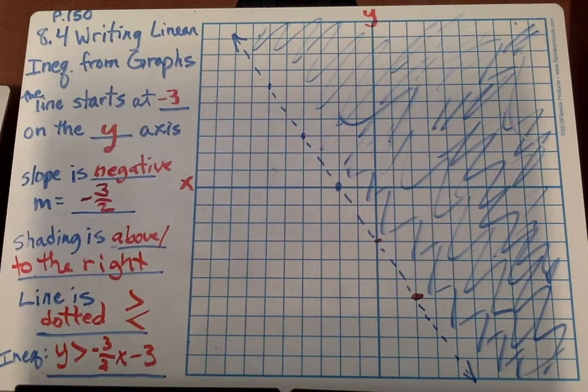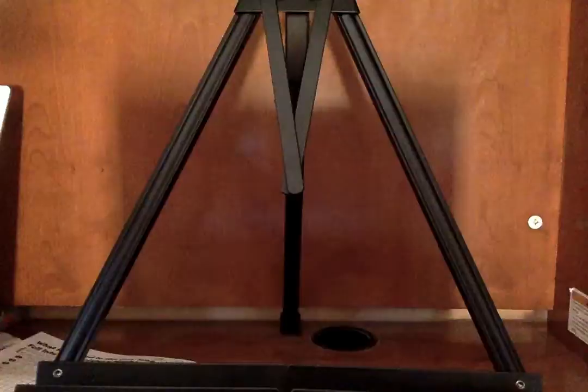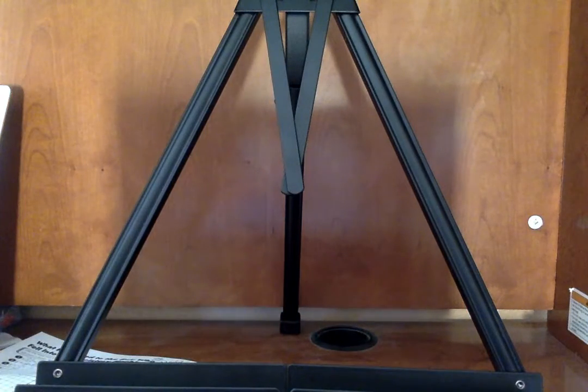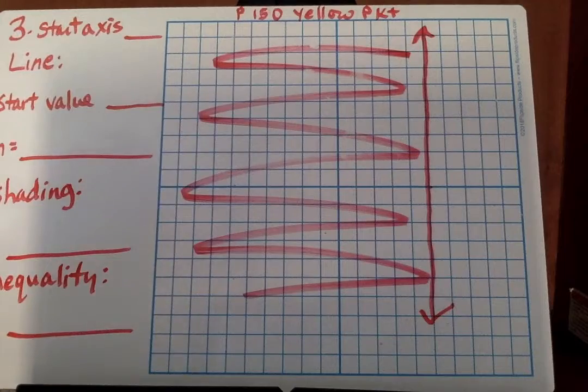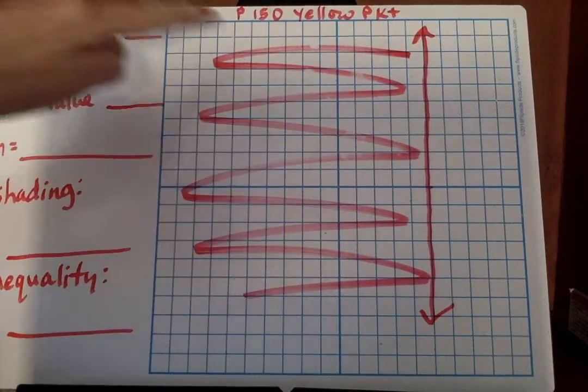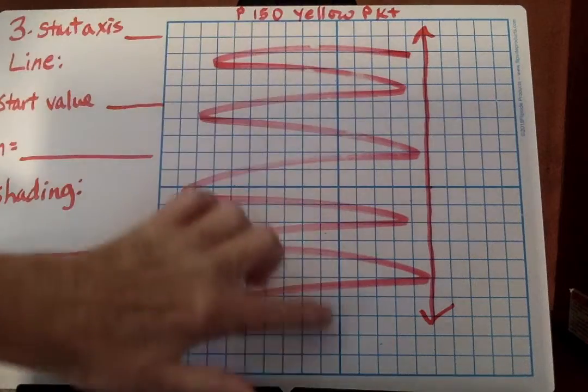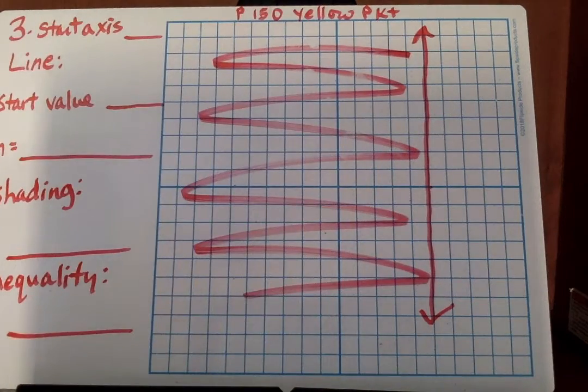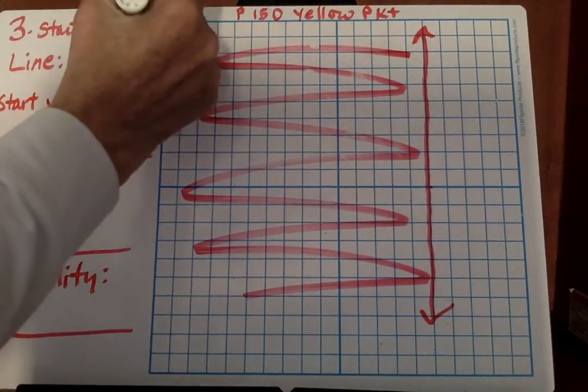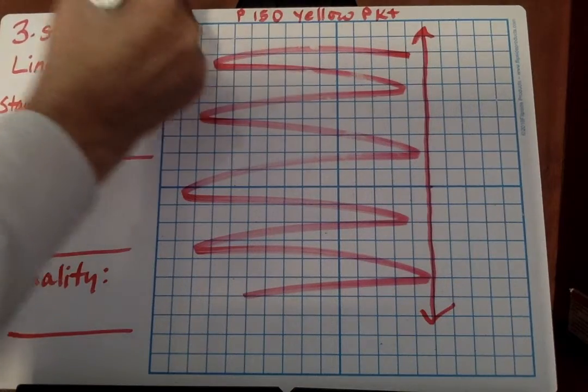Okay. Next, we're going to go on to number 3. Okay, so most of them are going to start on the y-axis. Number 3 is one of them. It does not start on the y-axis. It actually doesn't even cross the y-axis. So the start axis is on x.